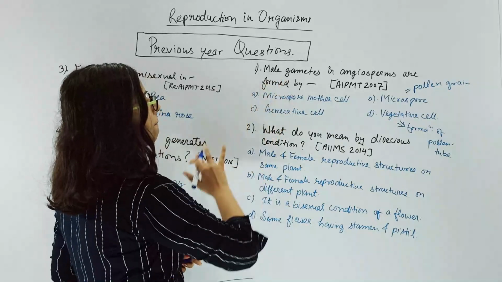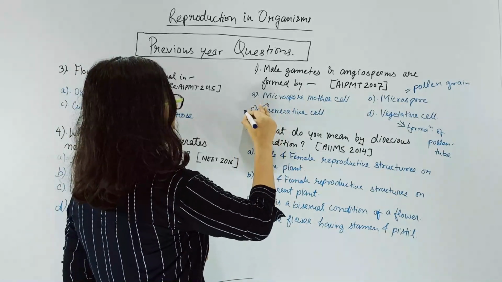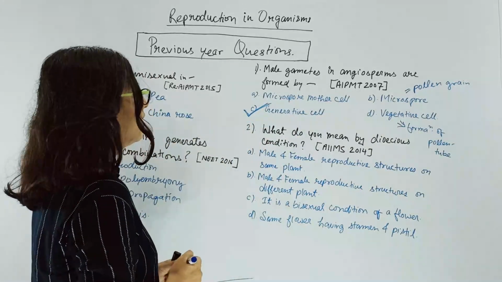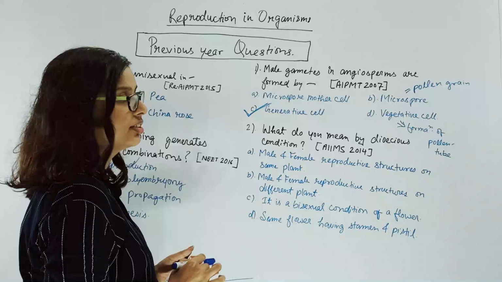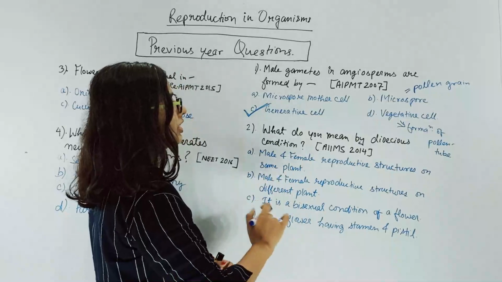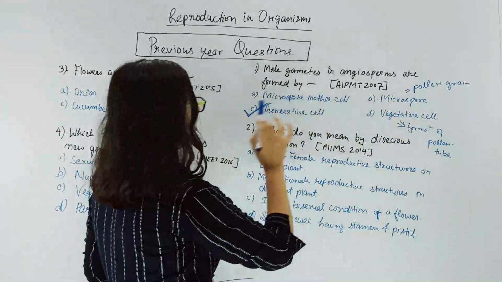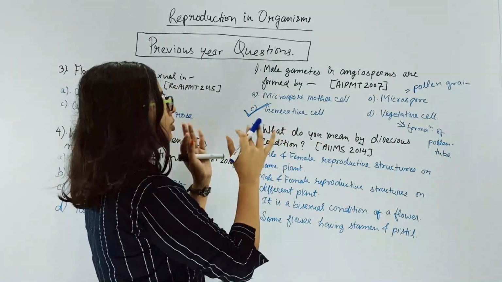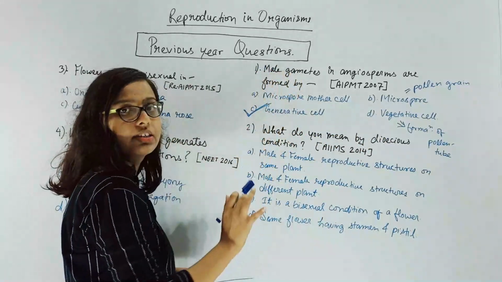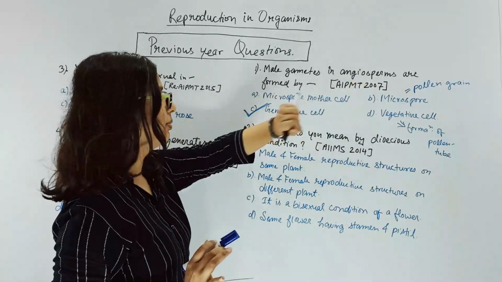So basically, male gametes in angiosperms will be formed by generative cells. This thing you have to keep in mind. Generative cell forms the male gametes. Two male gametes are formed in case of angiosperms, and those two male gametes are located inside one microspore or one pollen grain, and before the formation of the pollen grain, there is formation of generative cell and vegetative cell. So generative cell forms the male gamete. This was about question number 1. This question is asked in AIPMT 2007.